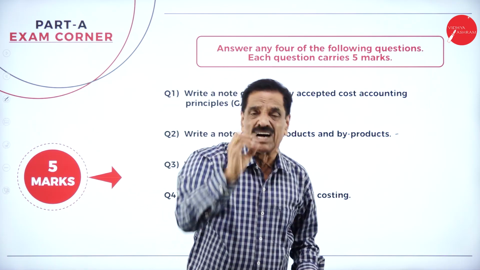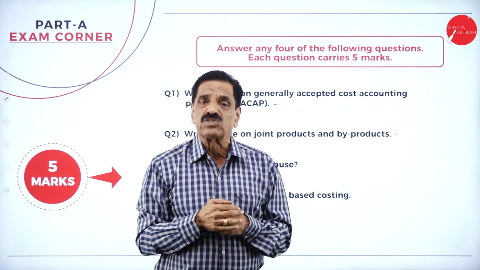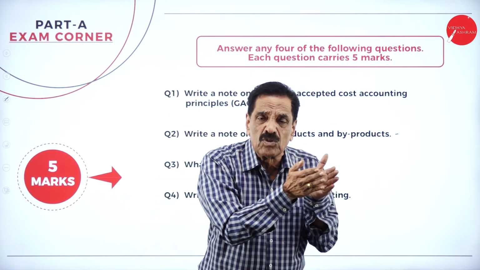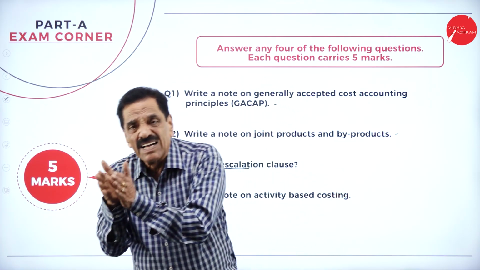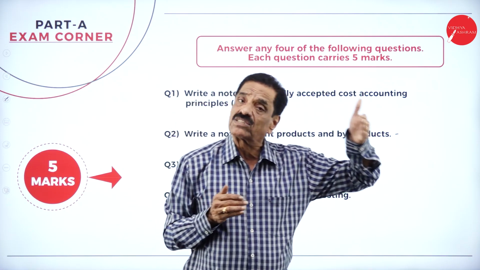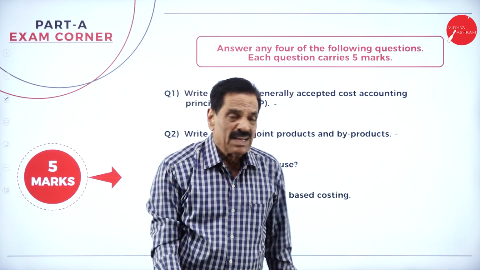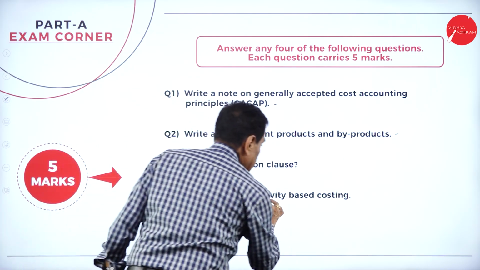If the material cost and the labor cost go up, naturally the cost of construction also goes up. So it's an agreement between whom? Contractor and the contractor for the construction. Who is the contractor? When we execute the work. Who is the contractor? The owner of the building. That is what we say. Then, write a note on activity-based costing.